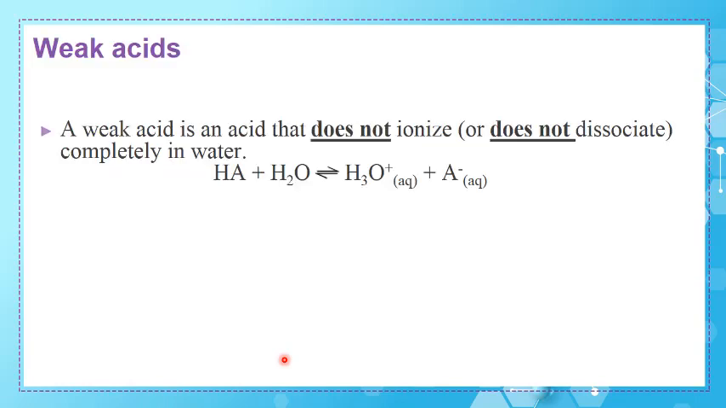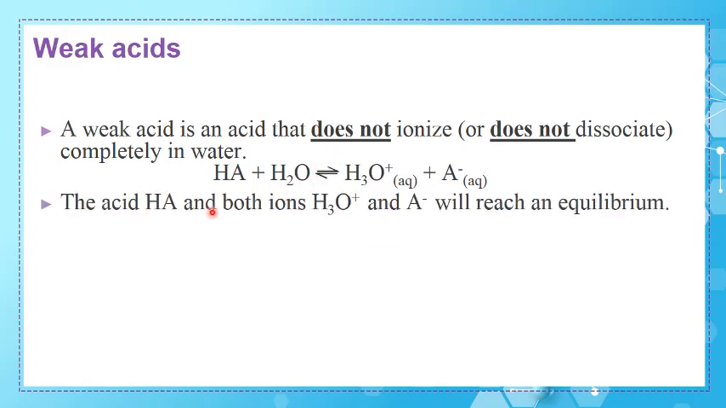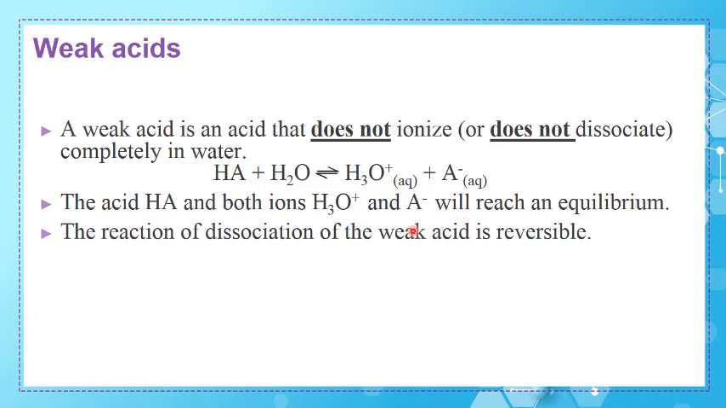Now, for a weak acid, it is not the case. A weak acid is an acid that doesn't ionize or dissociate completely in water. Look here, this is the equation of the dissociation of a weak acid. This is the acid, this is a water molecule, and always we will have the H3O+ ion, that is the hydronium ion, and A-. But as you notice, here is the difference. The acid HA and both ions H3O+ and A- will reach an equilibrium state. Why? Because the reaction of dissociation of the weak acid is reversible, as it's shown here.